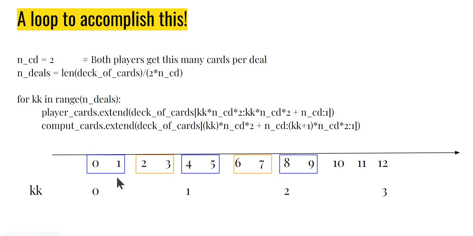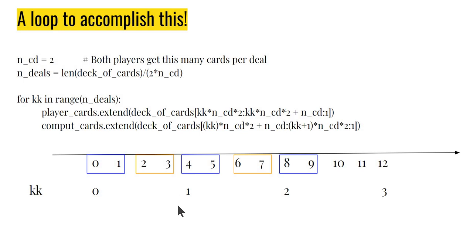Now what I'm saying is, go from 0, in multiples of 2 times NCD. That's because we are giving 4 cards out each time. So go in multiples of 0, 4, 8, and so on. Each time KK increments, move to one of these ends. That's why 2 here. And pick up NCD cards, so for example, 2 cards. So I pick up these 2 cards. For the computer, again I pick up NCD cards, but I'm a little bit offset. I'm offset by NCD here. That's the plus NCD. And I go all the way to the end of this branch.